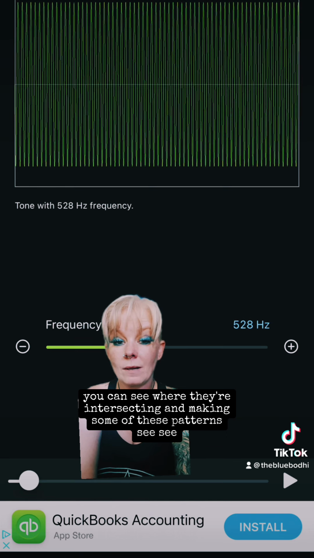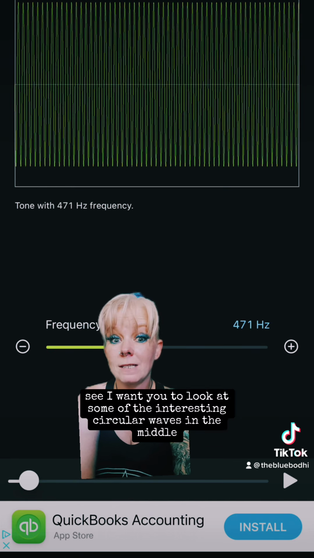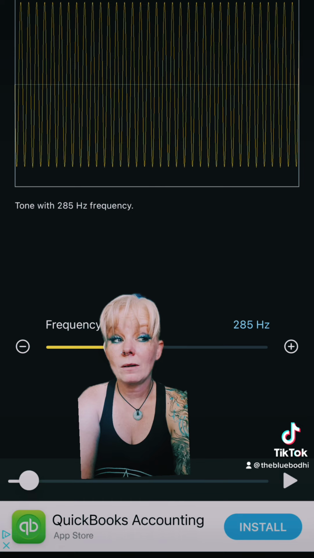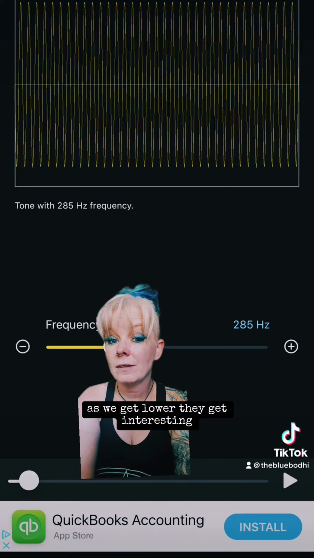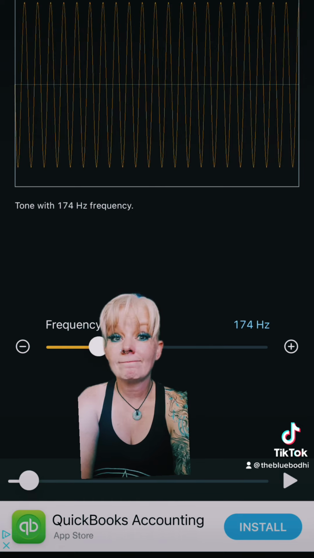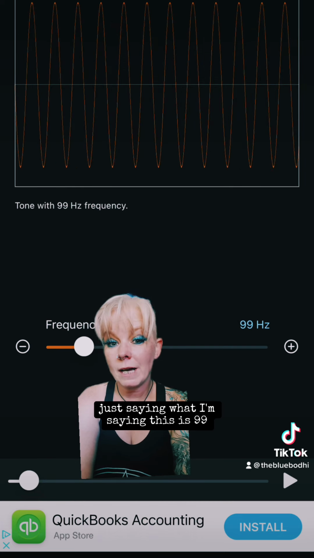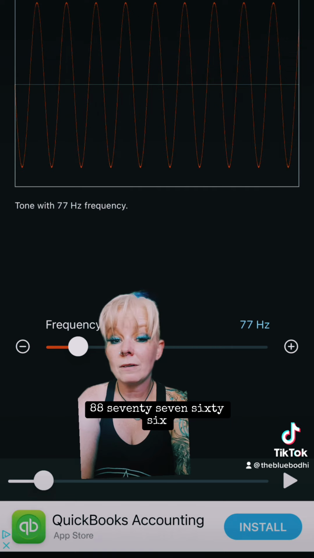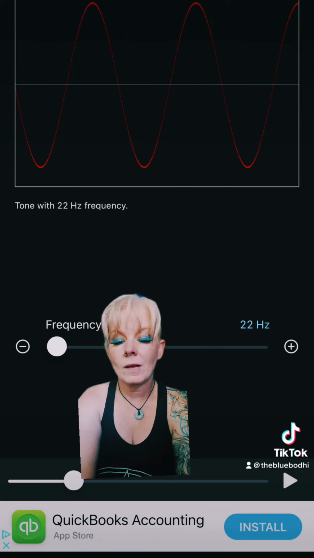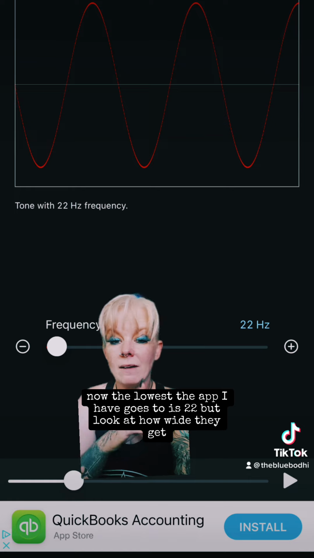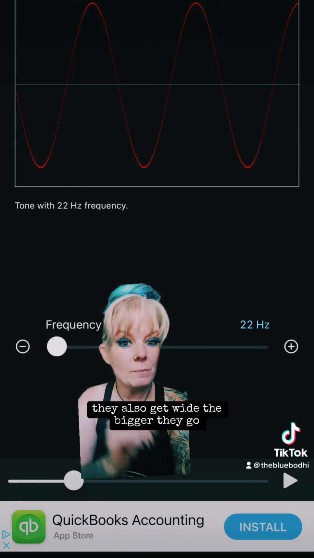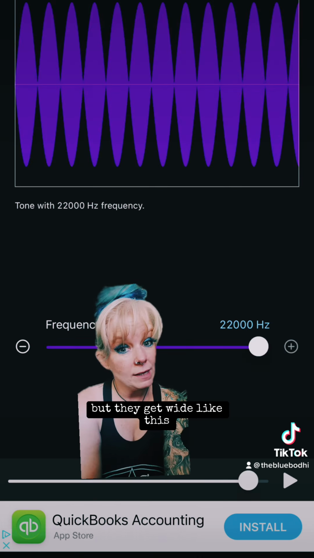See? And I want you to look at some of the interesting circular waves in the middle. As we get lower, they get interesting. Just saying what I'm saying. This is 99, 88, 77, 66. Now the lowest the app I have goes to is 22, but look at how wide they get. They also get wide the bigger they go, but they get wide like this.